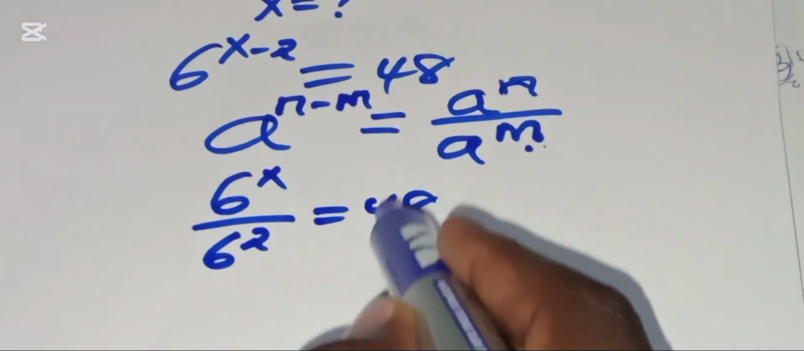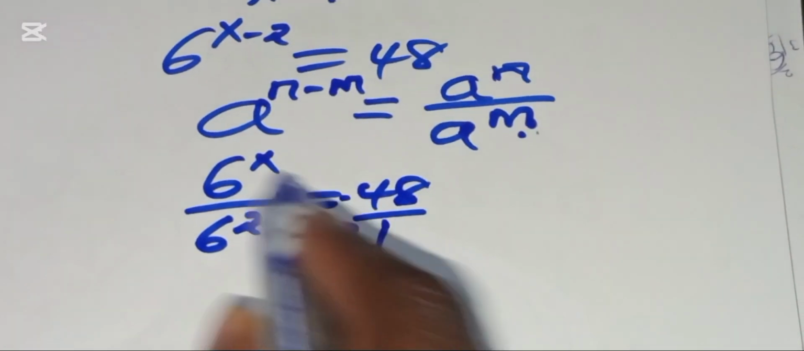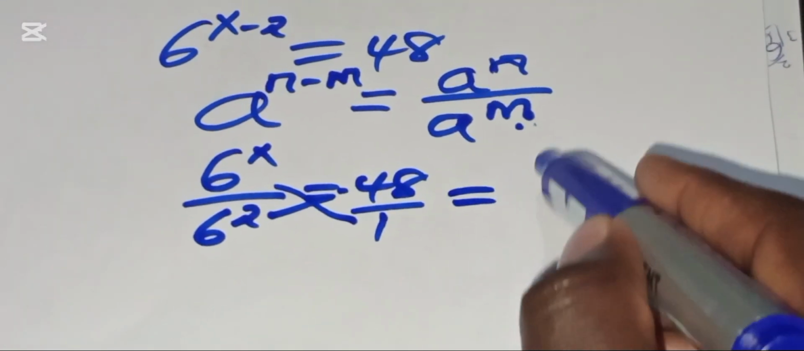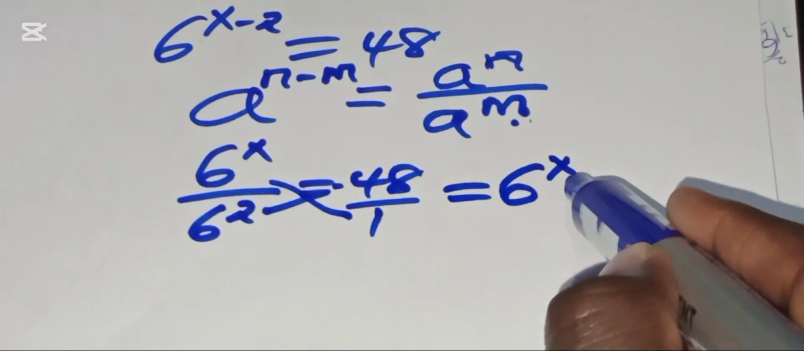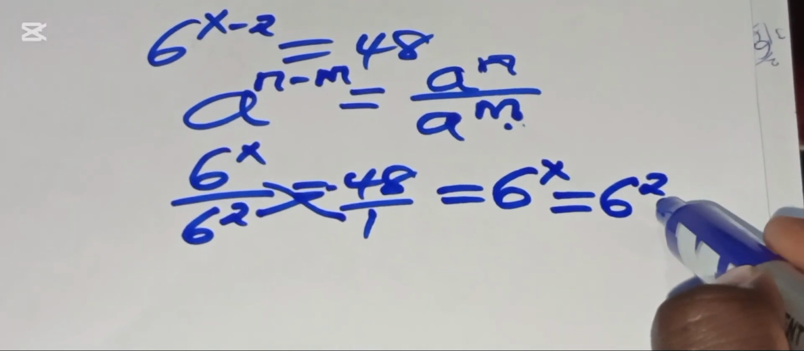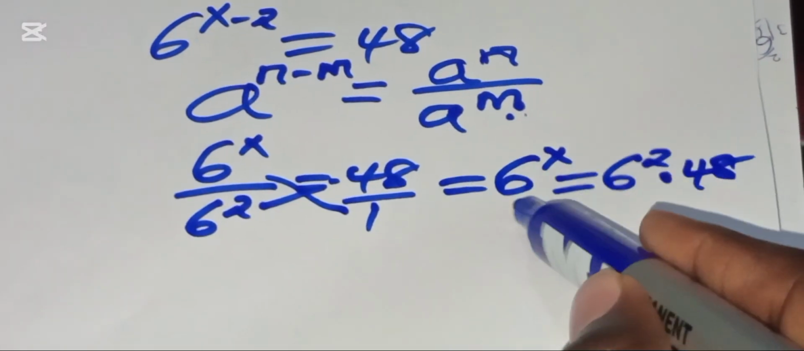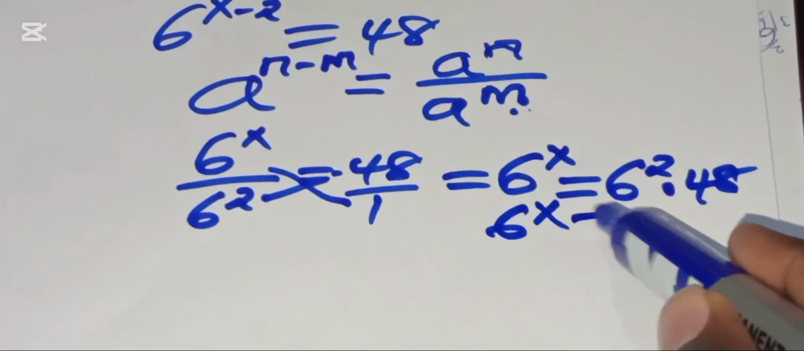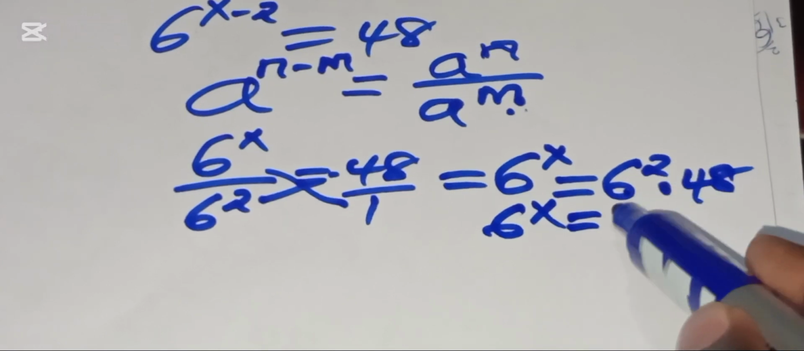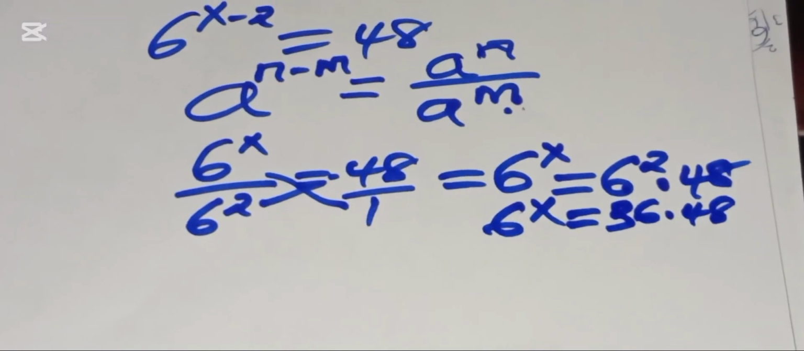So 48 is a whole number over 1. Now let's cross multiply this. This is the same as 6 raised to power x is equal to 6 squared multiplied by 48, which is the same thing as 6 raised to power x is equal to 6 squared, this is 36, multiplied by 48.